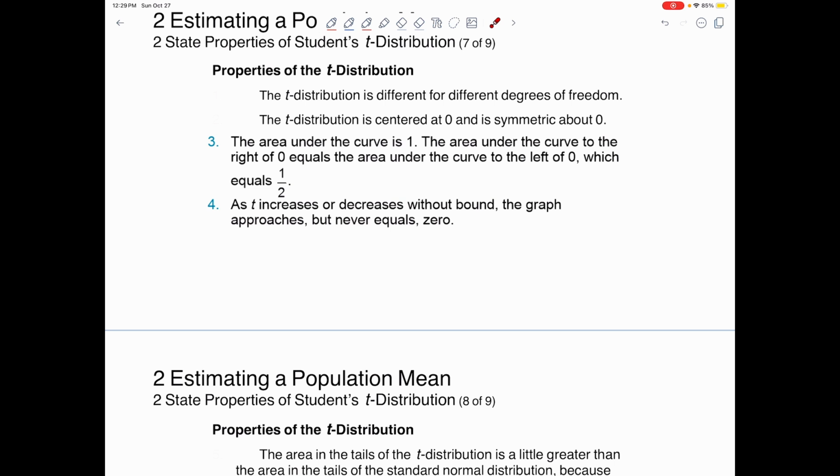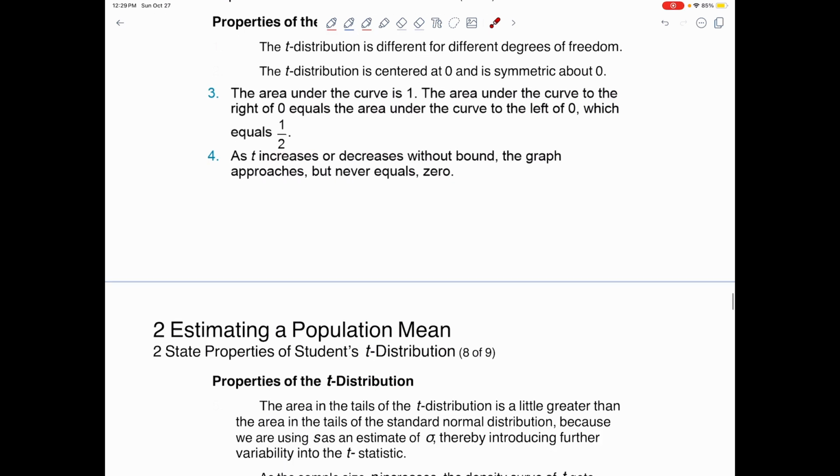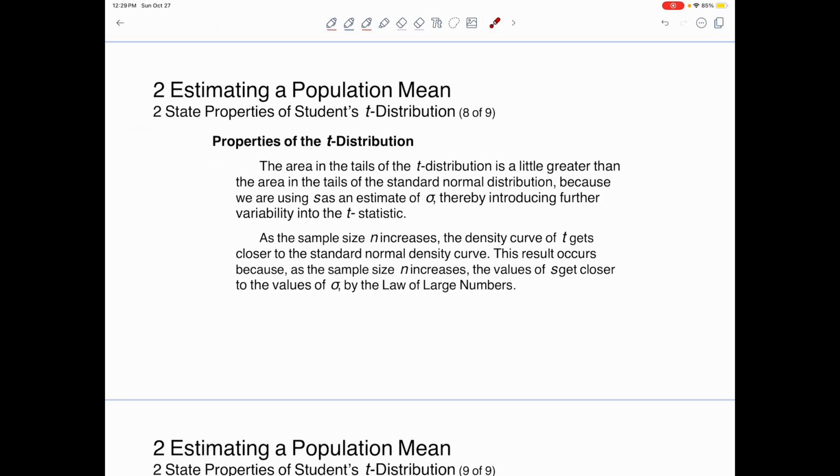As t increases or decreases without bound, the graph approaches but never equals 0. That means the tails are going to extend, but they will never reach 0, similar to what happens to the normal distribution. The area in the tails of the t-distribution is a little bit greater than the area in the tails of the standard normal distribution, because we're using the sample standard deviation to estimate the population standard deviation. The sample standard deviation is a variable that depends on the sample, but the population standard deviation is a constant, thereby introducing further variability into the t-statistic.